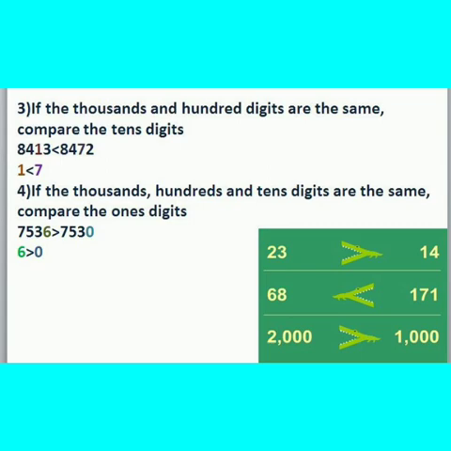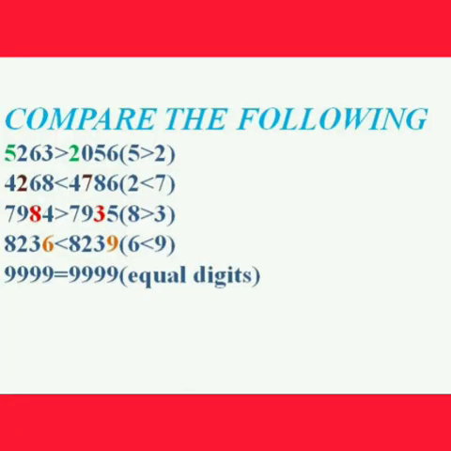Good. Next, coming to some more examples. First, 5263 is compared with 2056. Here 5 is greater than 2. So the number 5263 is greater than 2056 according to the first step. Next, 4268 is compared to 4786. Here in the first number 2 is in the hundreds place and in the second number 7 is in the hundreds place. So 7 is greater than 2. So the number 4786 is greater than 4268.